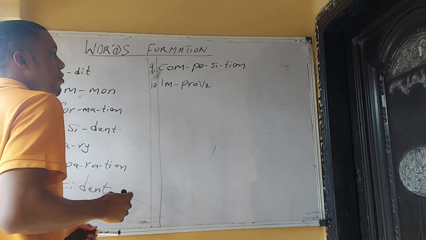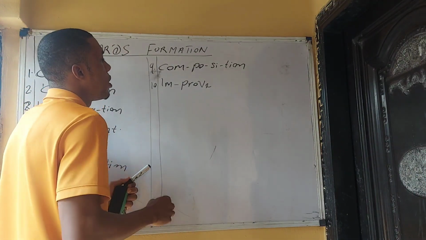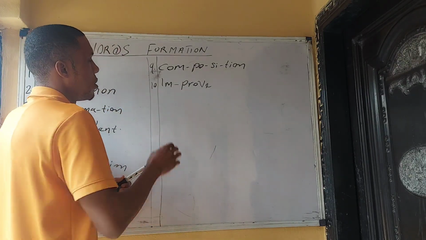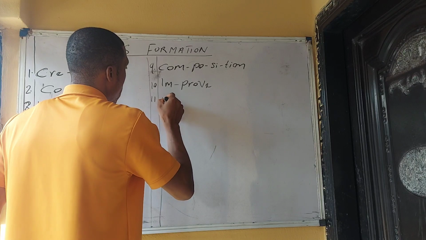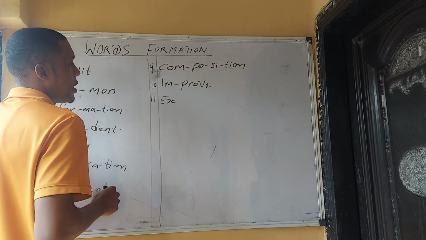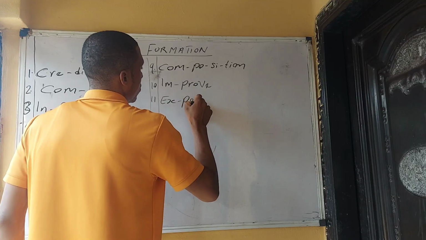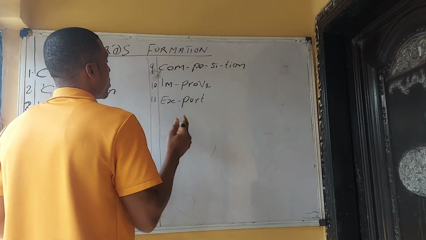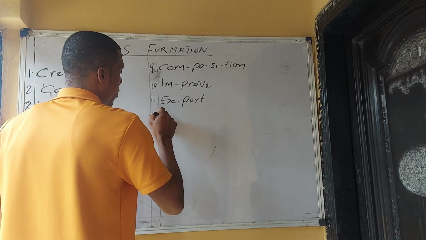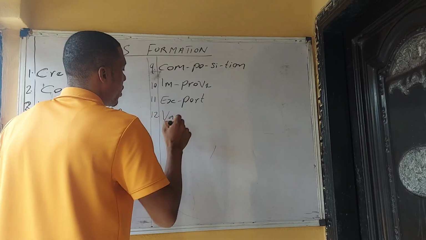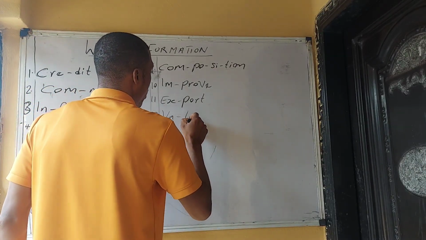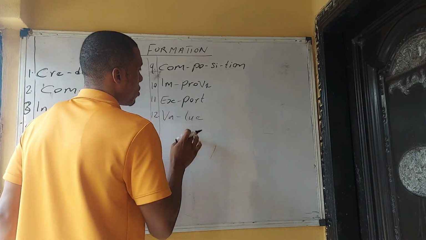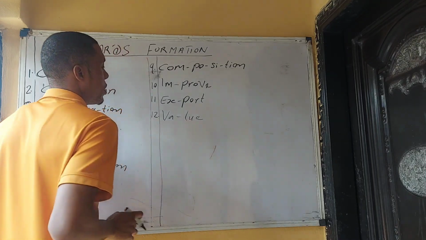This is improve. Improve is having two syllables. Improve. Next, export. 12. We have VA, which is va, then LUE is lu. If you add it together, it's value. Is that clear? This is value.